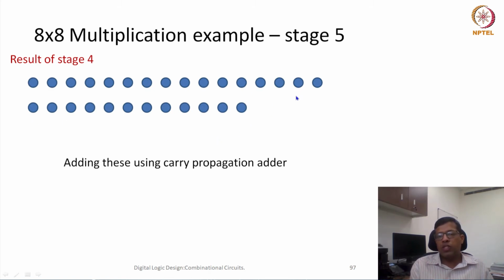Because of the previous 4 stages, now I need not do any kind of addition for these 4 bits. For the rest of the bits, yes, I need to do addition. So if 8 cross 8 multiplication is resulting in 16 bits, I would require 12 full adder additions here, and the 4 additions have been done in 4 different stages. So the total delay is of the order of n, or basically n plus m.